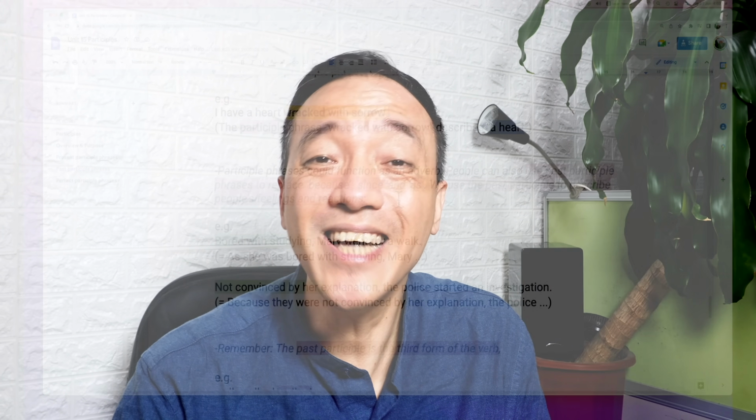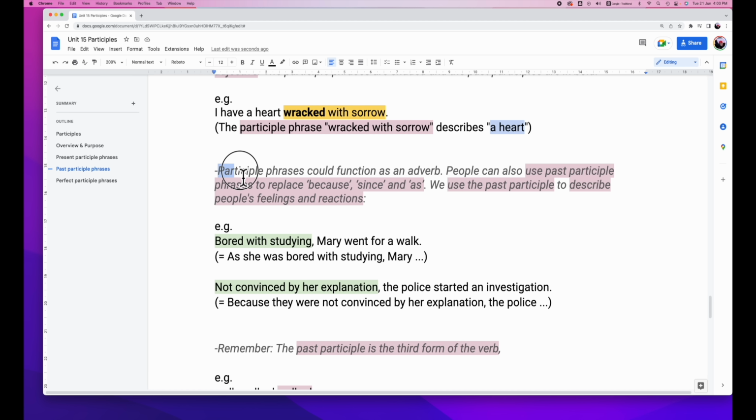Other than functioning as an adjective in yellow, past participle phrases could also function as an adverb, in green. How do we use it? Let's take a look. Participial phrases could function as an adverb. An adverb is in green. People can use past participle phrases to replace because, since, and as. And people use the past participle to describe people's feelings and reactions.